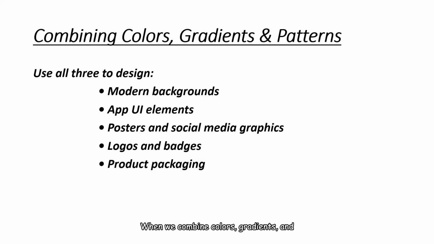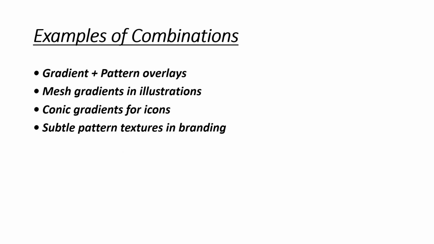When we combine colors, gradients, and patterns, we can create sophisticated design compositions. These combinations appear everywhere: app interfaces, posters, product packaging, social media graphics, and logos. Understanding how these elements interact unlocks endless creative possibilities. We will explore examples such as gradient overlays on patterns, mesh-based illustrations, iconic gradient icons, and blending textures. Each example shows how layering and thoughtful composition lead to a polished, modern style.